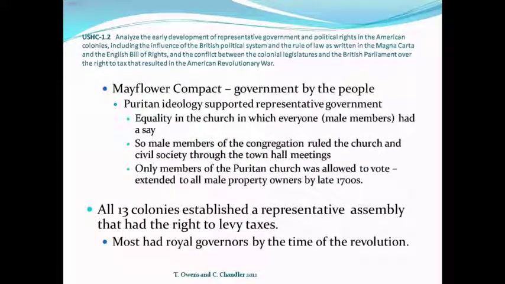Another early form of government was the Mayflower Compact. This was a written document that established a government by the people. What's unique about it is that everybody in the society was equal, as long as you're a member of the church. And so this is a very big step forward towards democracy where all male members could vote, whether they owned property or not. All 13 colonies had established some form of representative government which set taxes.